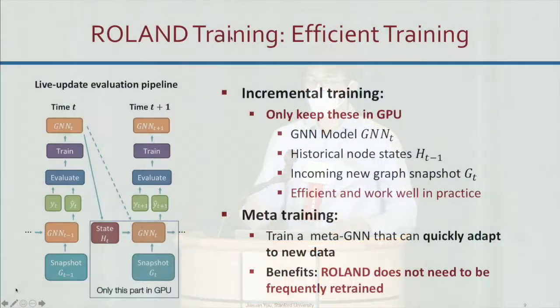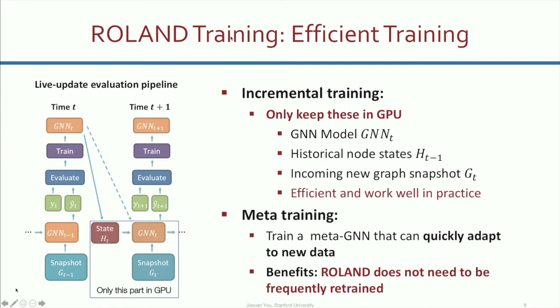Another challenge in Roland is how do we effectively train the system. Here we have two innovations, incremental training and meta-training. The reason we want to do incremental training is because real-world financial graphs are really large. They can often contain millions or even billions of nodes and edges. So we choose to only keep part of the graph inside the GPU to save the memory cost. In particular, we'll only keep the GN model, historical node states, and incoming new graph snapshots in our GPU memory. And by doing so, we can really be memory efficient, and we show it works well in practice.